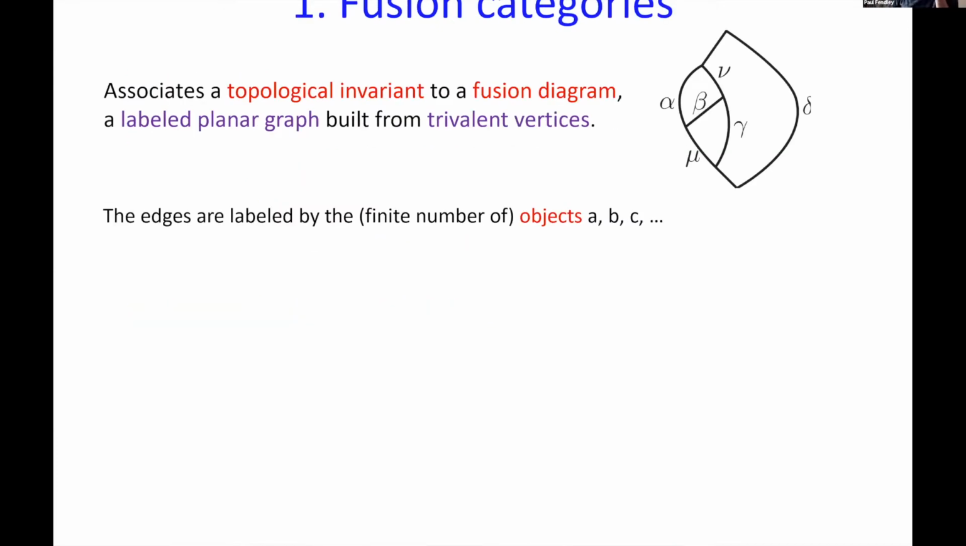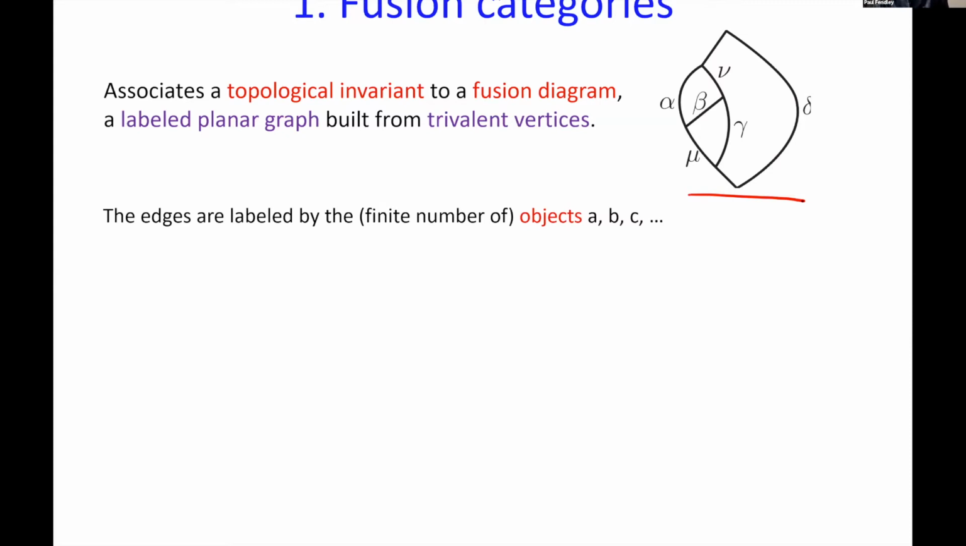So this is part one, what the fusion categories are. It associates a topological invariant to some kind of thing I call a fusion diagram. I think that's my name, I don't know, maybe someone else named it. What it is, is a labeled planar graph. So that's the thing over there. It's some graph you draw with trivalent vertices, and then you label all the edges in the graph. And that's what I'm going to call for the rest of this talk a fusion diagram.